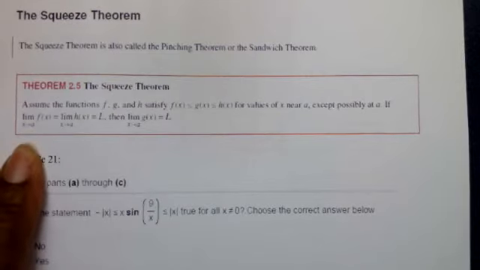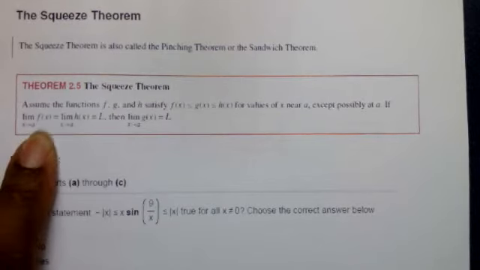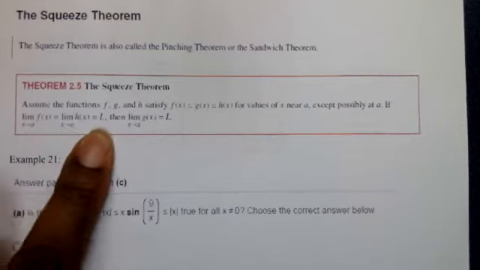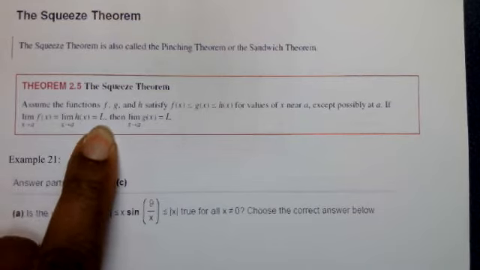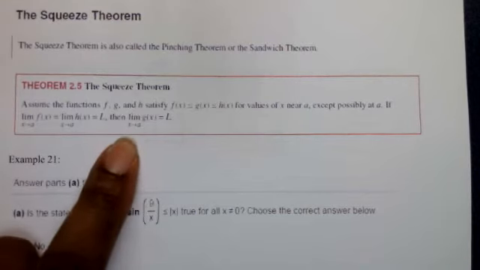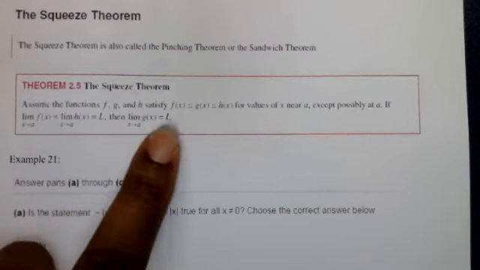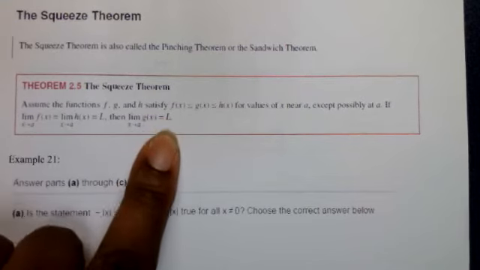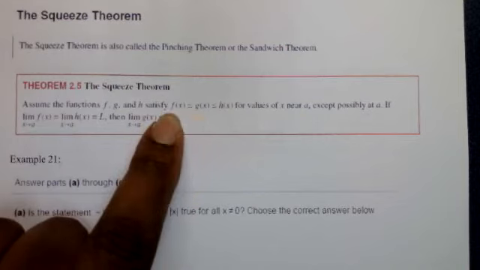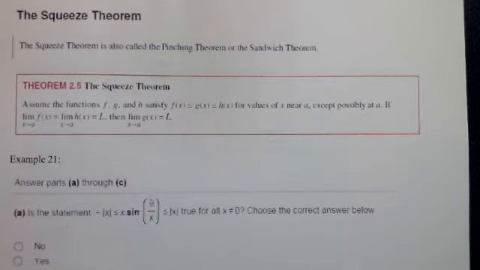If the limit as x approaches a of f of x is equal to the limit as x approaches a of h of x, they both equal to some value L, then by the squeeze theorem, the limit of g of x as x approaches a must also go to L, since g of x is in between f of x and h of x.